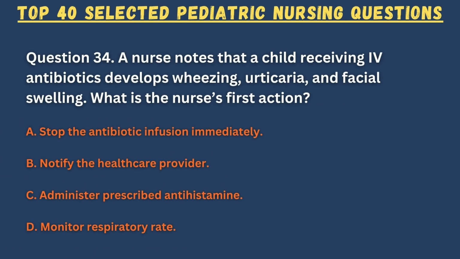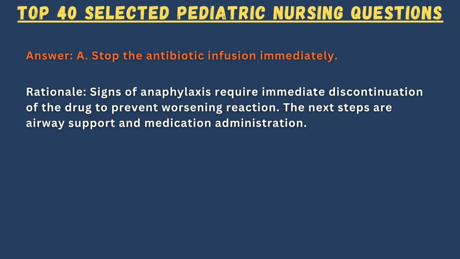Question 34. A nurse notes that a child receiving IV antibiotics develops wheezing, urticaria, and facial swelling. What is the nurse's first action? A. Stop the antibiotic infusion immediately. B. Notify the healthcare provider. C. Administer prescribed antihistamine. D. Monitor respiratory rate. Answer. A. Stop the antibiotic infusion immediately.